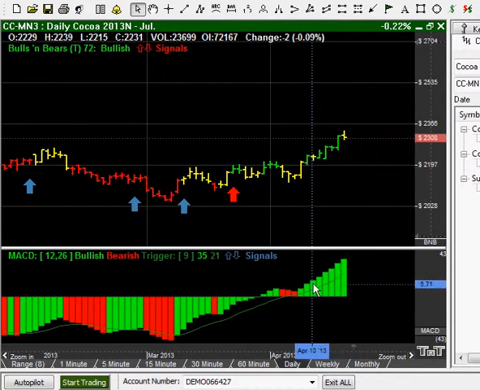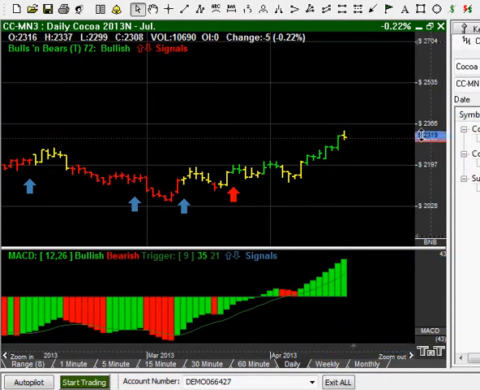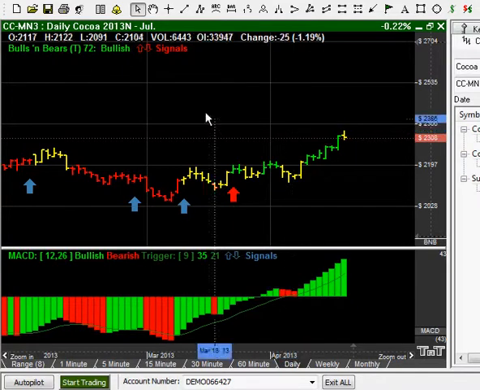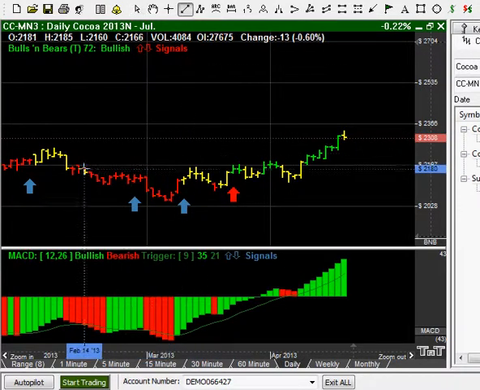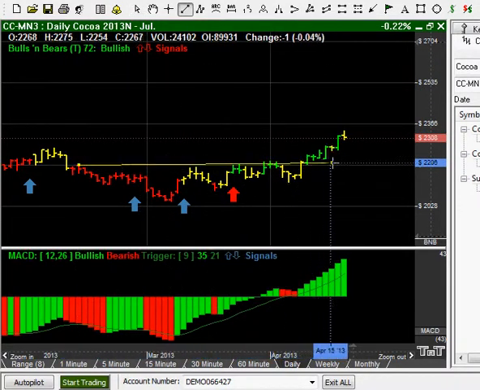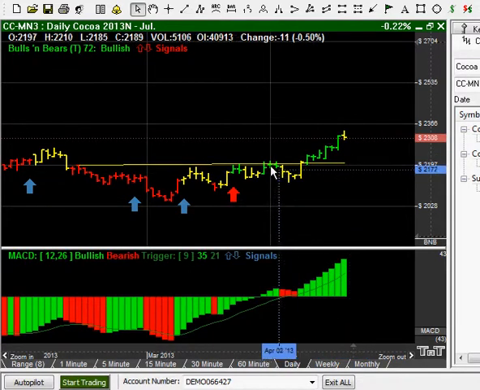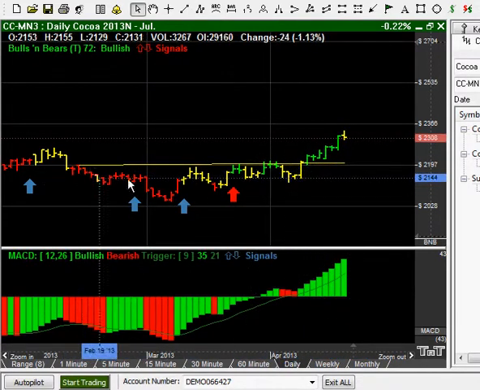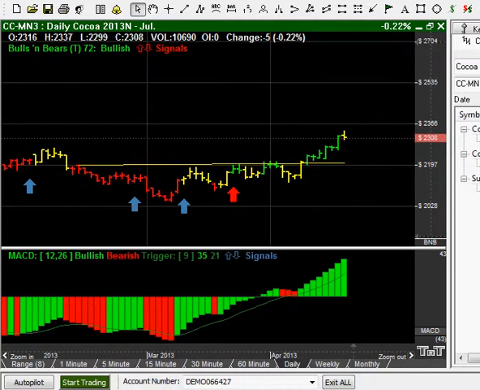The MACD shows the momentum's up. So cocoa's in a strong uptrend. I mean, there's no doubt about it right now. And that doesn't mean it can't turn at any second, but here was the breakout of the base right here, and it's heading higher. So we're long and staying. Well, actually, we did get stopped out of this yesterday, so I'll be looking to get back in this. So we're still bullish cocoa.